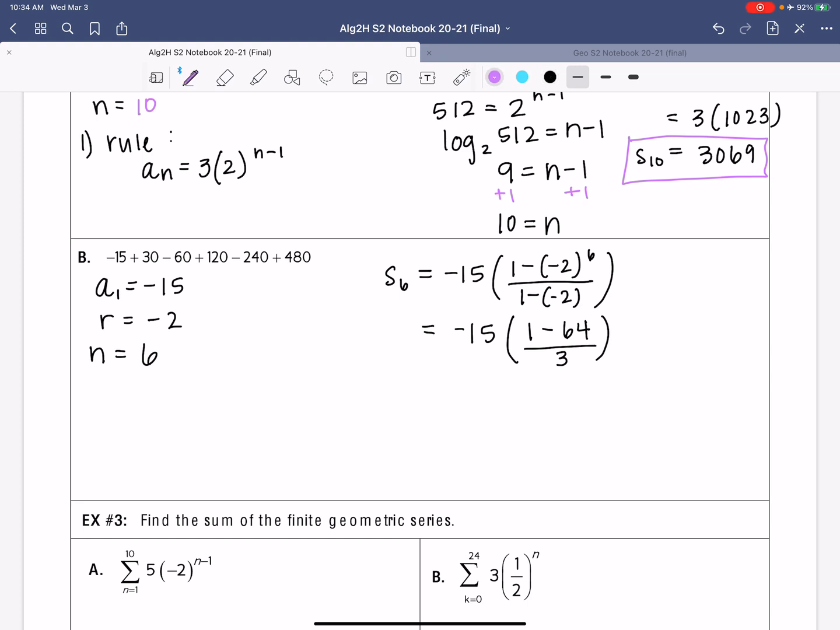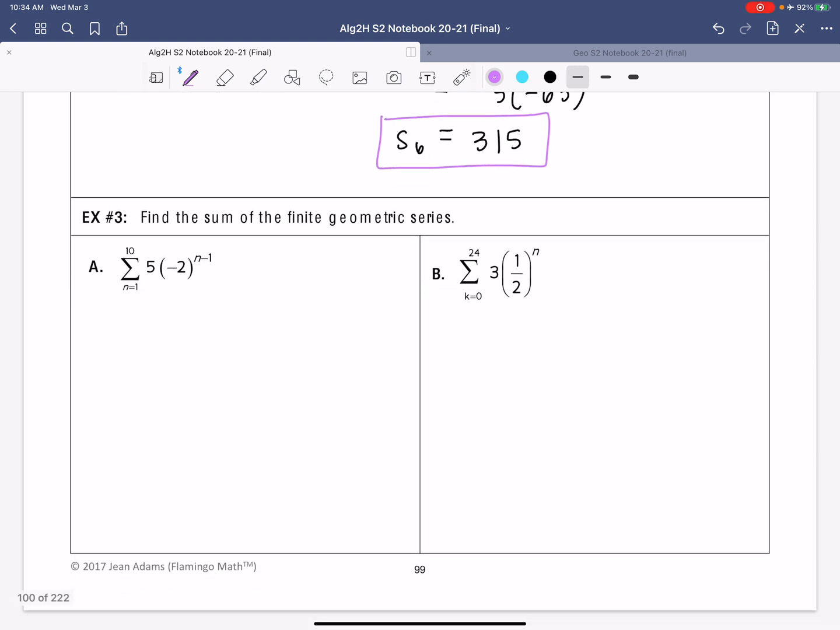I'm going to go ahead and simplify this. So that's going to give me a negative 5 right there. So I get negative 5 times negative 63. And that's positive 315. So the sum of those numbers right there would be 315.